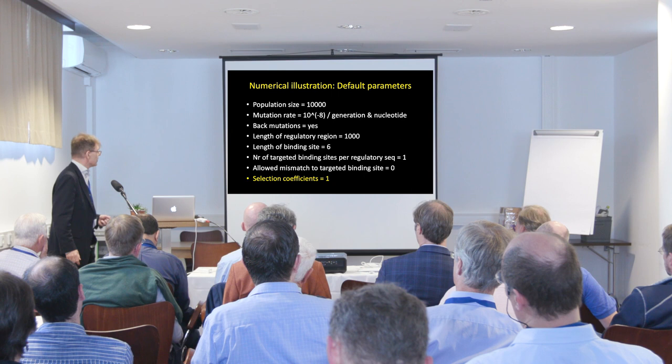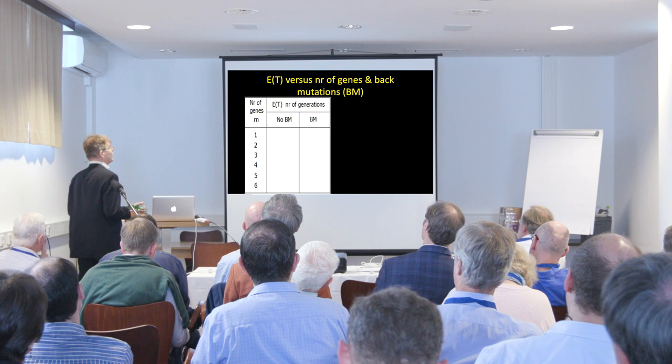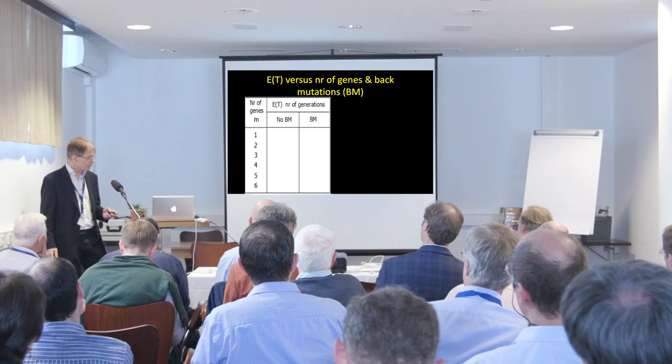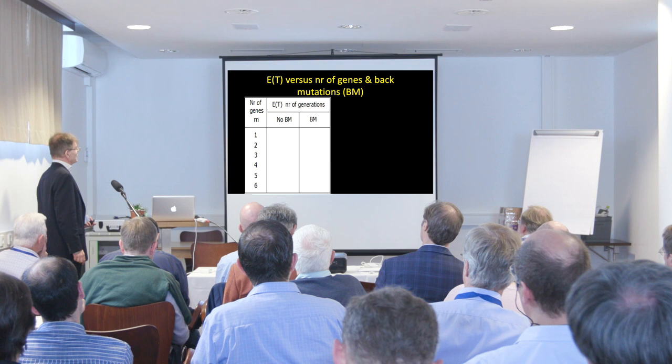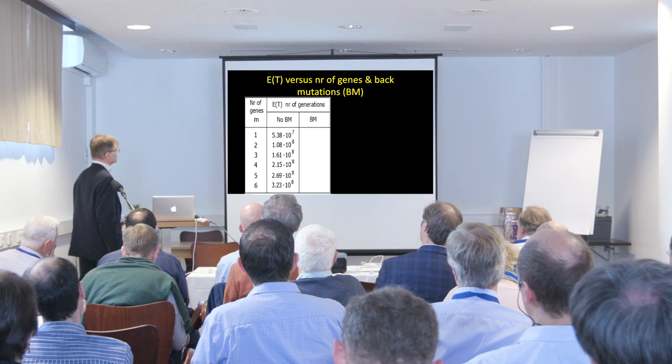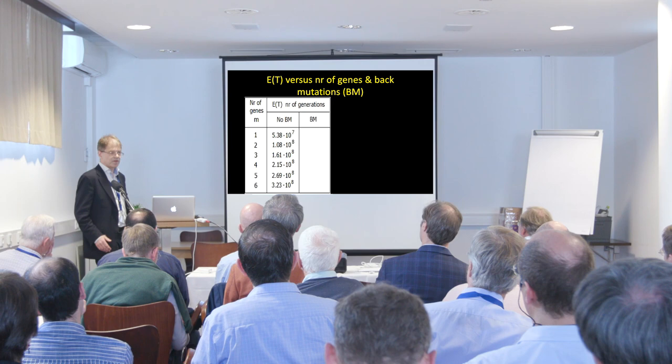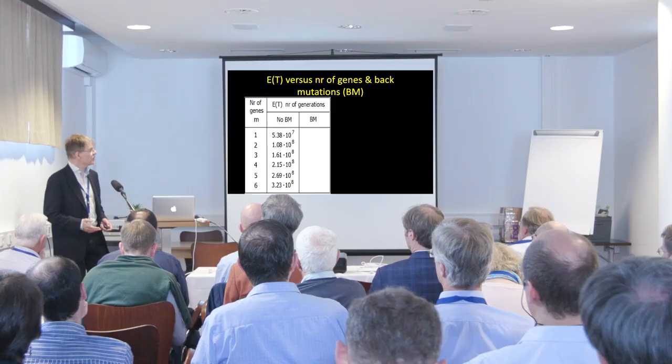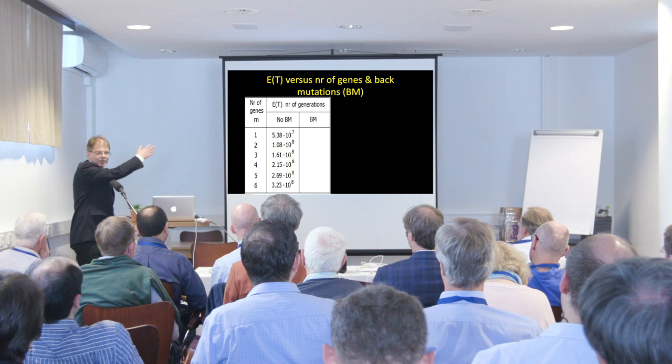So let's look first at how the expected waiting time in terms of number of generations depends on the number of genes and whether we allow for back mutations or not. So let's look at the case when we don't allow for back mutations. For one gene, the waiting time is approximately, in this specific example, 50 million generations. So that would be, if we have a generation time of 20 years, 1 billion years. And then it approximately grows linearly with the number of genes. And that's quite reasonable when we don't allow for back mutations.